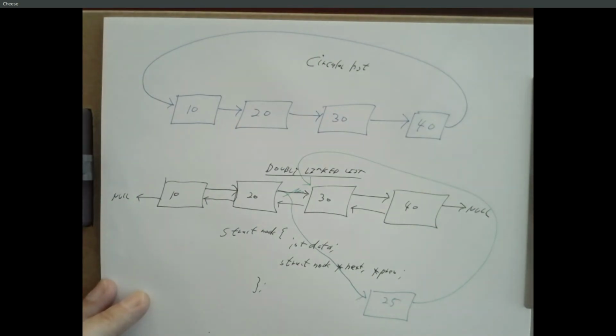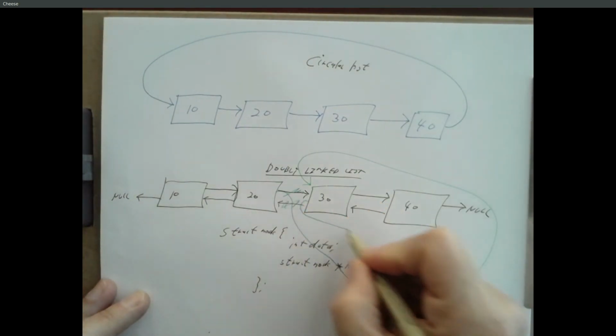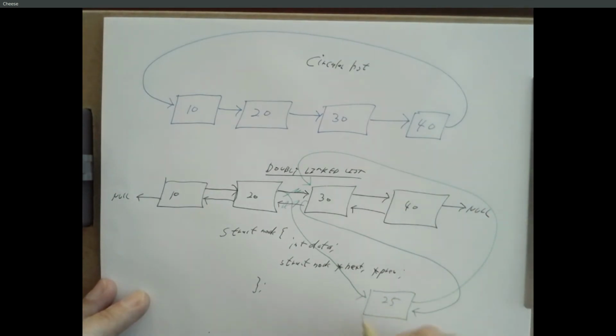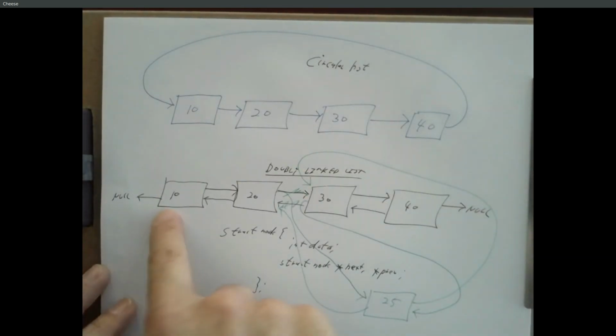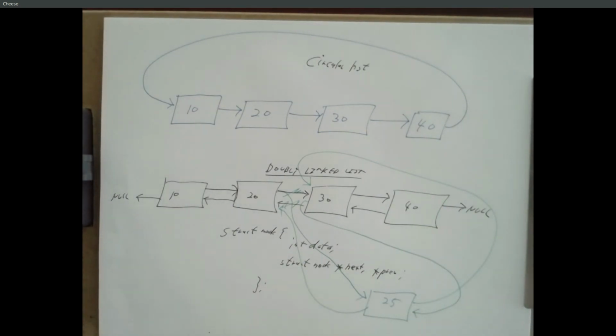But then I also have to take 30 and have it back point to the 25, and have 25 back point to 20. So 4 pointers you have to set up instead of just 2. So a little more work, but saves you some trouble down the road. And you can have a doubly circular linked list, or circular doubly linked list, where instead of pointing to null here, we'd go back to the beginning, and here we would back point to the end of the list. And now you've got all kinds of fun.